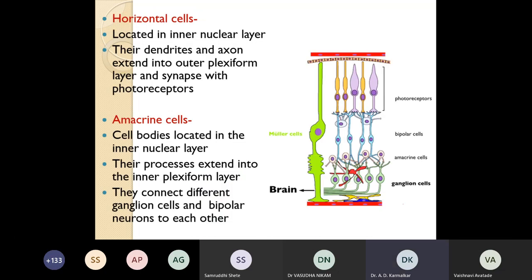Horizontal cells and the amacrine cells are the association cells. The horizontal cells have dendrites and axons which extend into the outer plexiform layer, and they establish the connection with the bipolar as well as the photoreceptor cells. While the amacrine cells establish connection or synapse with the bipolar cell as well as the ganglionic cell, and they contribute to the formation of the inner plexiform layer.